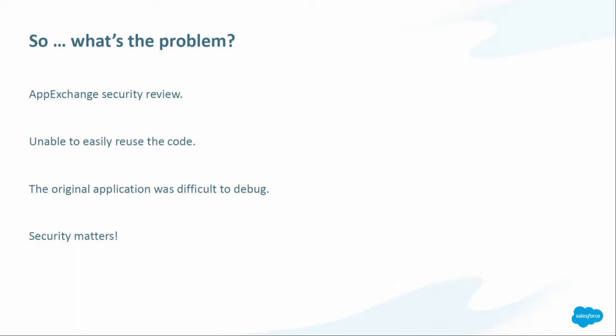Okay, so what is the problem? Is there really a problem with the application that we built? Because it was working and it was functional. Well, for us, once we finished the application, the company came back to us and said, well, now we want it in the AppExchange. Well, it's really not ready for it. There are so many security elements in the AppExchange that cannot be allowed.